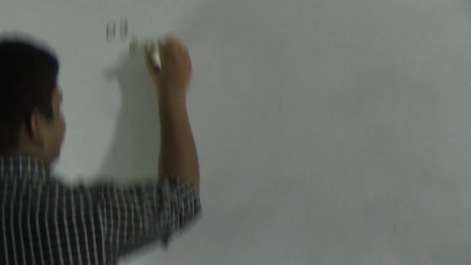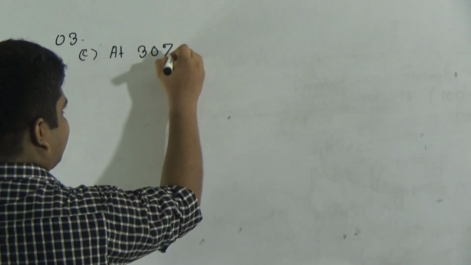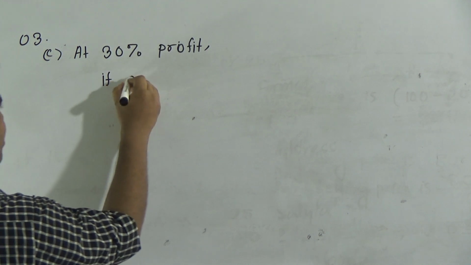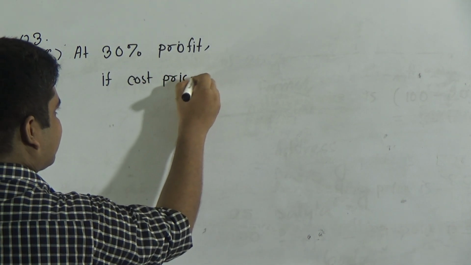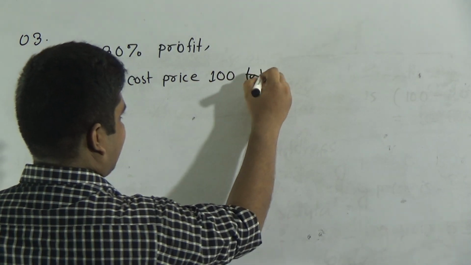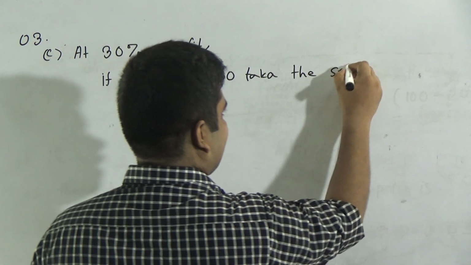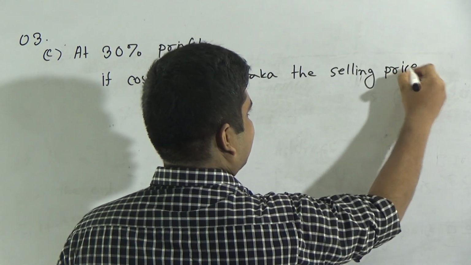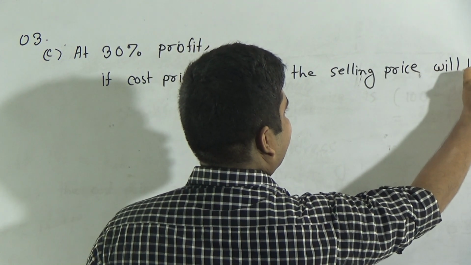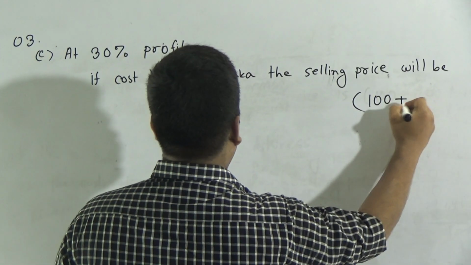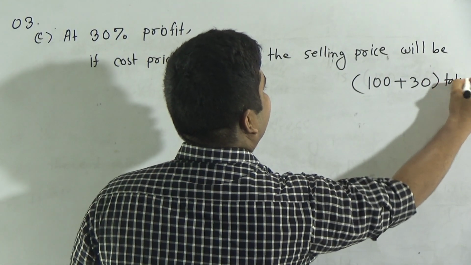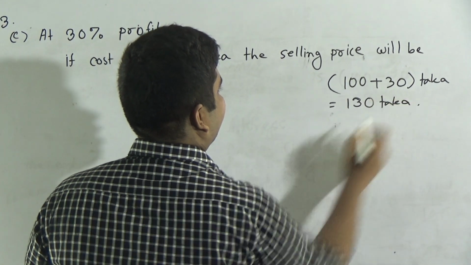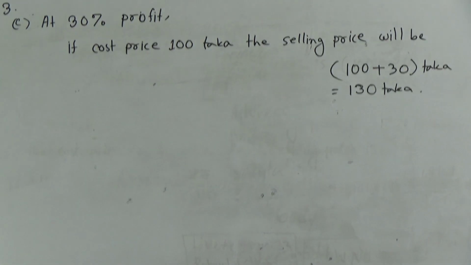Write at 30% profit, if the cost price is 100 taka, then the selling price will be what? It will be 100 plus 30 taka, that means 130 taka. My dear students, by using this information we find the selling price.